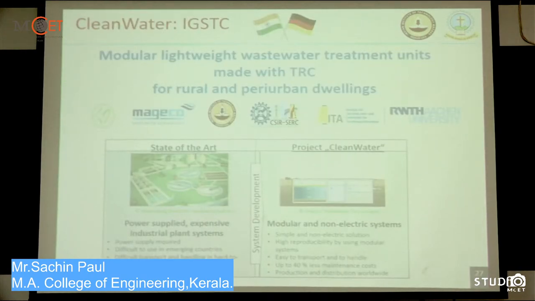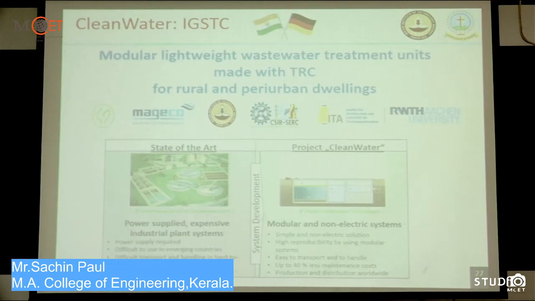Another project that we had was with the IGSTC, or Indo-German Collaborative Research Center. There we collaborated with four partners: two industry partners and two academic partners. The industry partners were Rail Industries from the Indian side and Magico from the German side. IIT Madras was one of the academic partners from the Indian side. We also had CSIR-SERC as a partner. The second academic partner from Germany was RWTH Aachen University.